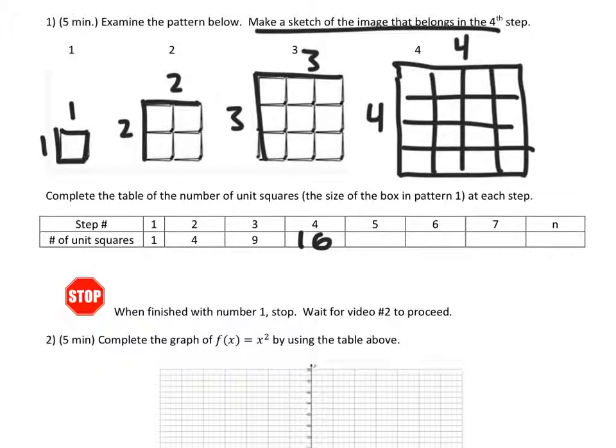And hopefully you started to get a sense of a pattern. Maybe you sketched the 5th step and said, okay, there are actually 25 squares. But at some point you could say, to get from here to here, I'm squaring. 1 squared is 1, 2 squared is 4, 3 squared is 9, 4 squared is 16, 5 times 5 is 25, 6 squared is 36, 7 squared is 49, and whatever step number n, there are going to be n squared unit squares in the diagram.